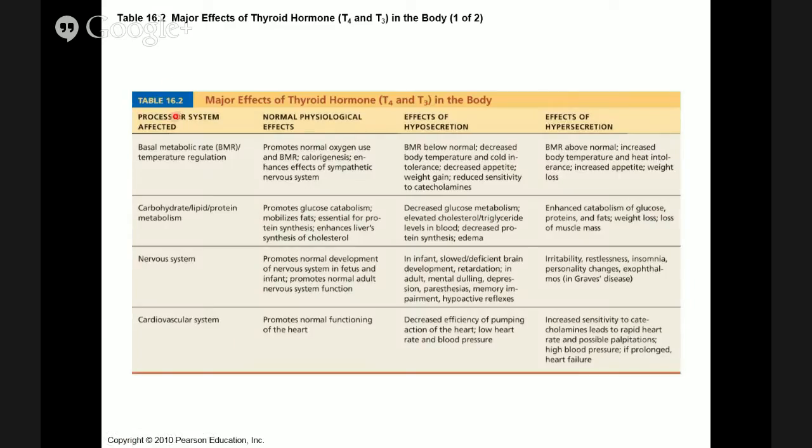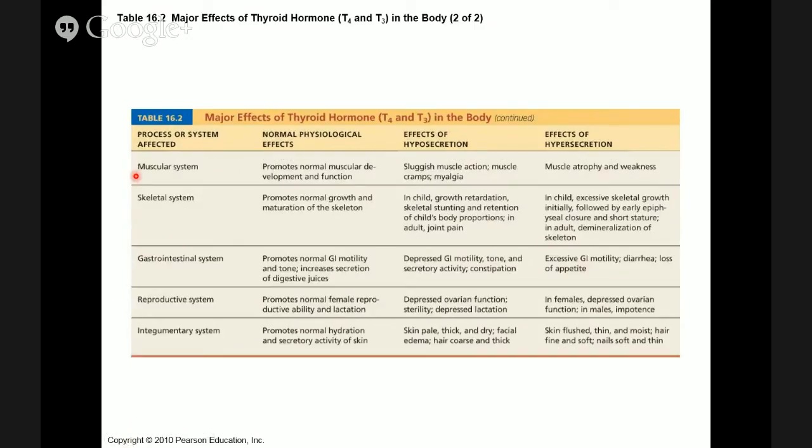You can see here in this table the major effects of the thyroid hormone on the body. So you can see how it affects the metabolic rate, your metabolism, your nervous system, your cardiovascular system, so on and so forth. Going on to the different systems of the body if you need to know that information.